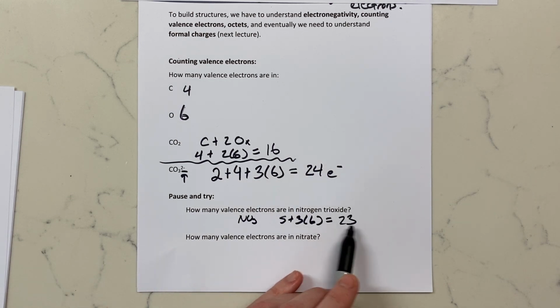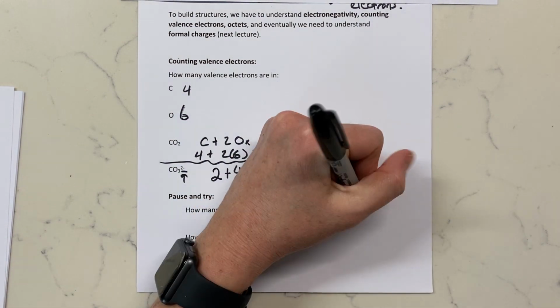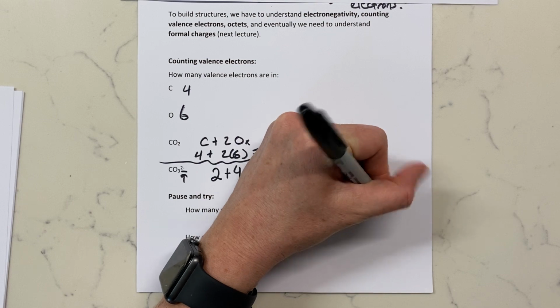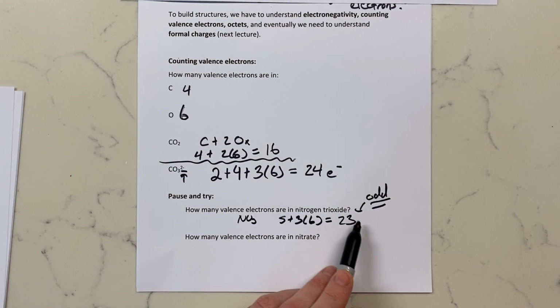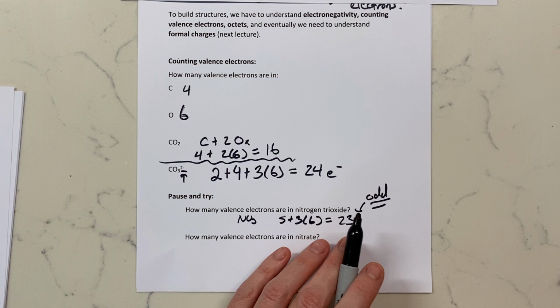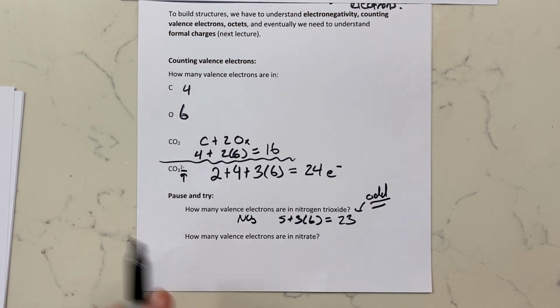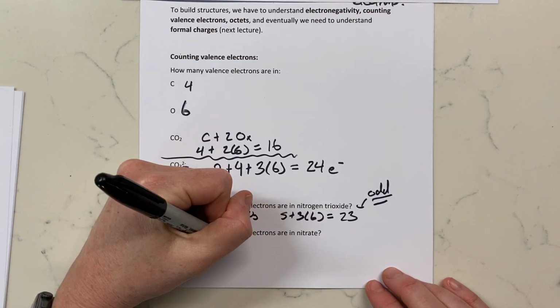If you're doing this and you get something like 23, when you're drawing Lewis structures, this is an odd number. You pretty much won't see that in drawing Lewis dot structures. You can get into that more in organic chemistry, but right now, if you get an odd number, chances are something either went wrong or you're not going to be able to draw the Lewis structure. However, let's look at nitrate.